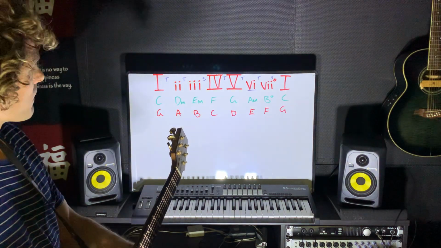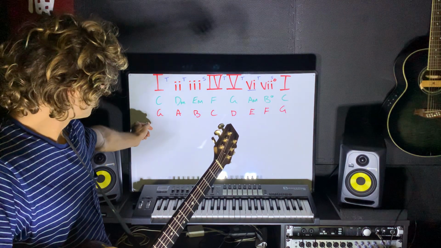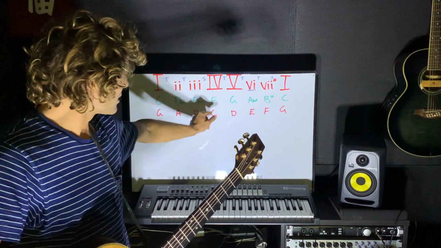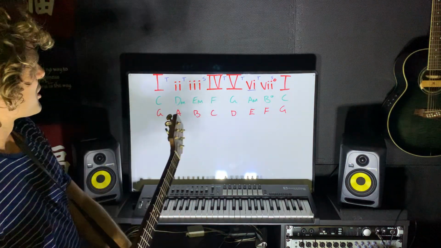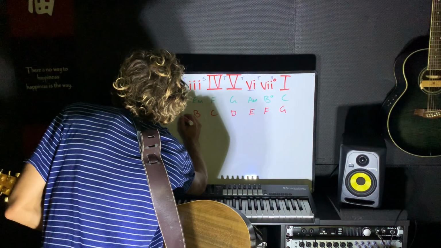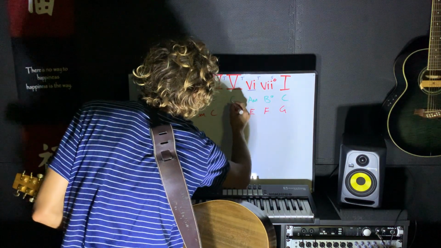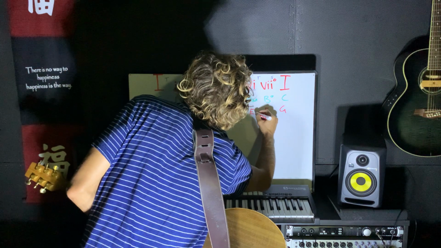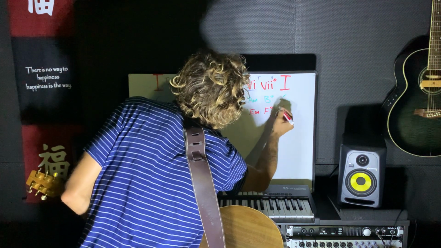Help me out again. Starting from G. Remember, there's no H in music. G, A, B, C, D, E, F, G. We already know which chords are major and minor from our previous example, so let's write them in. 2 is minor, 3 is minor, 4 is major, 5 is major, 6 is our relative minor, and 7 is our diminished chord.